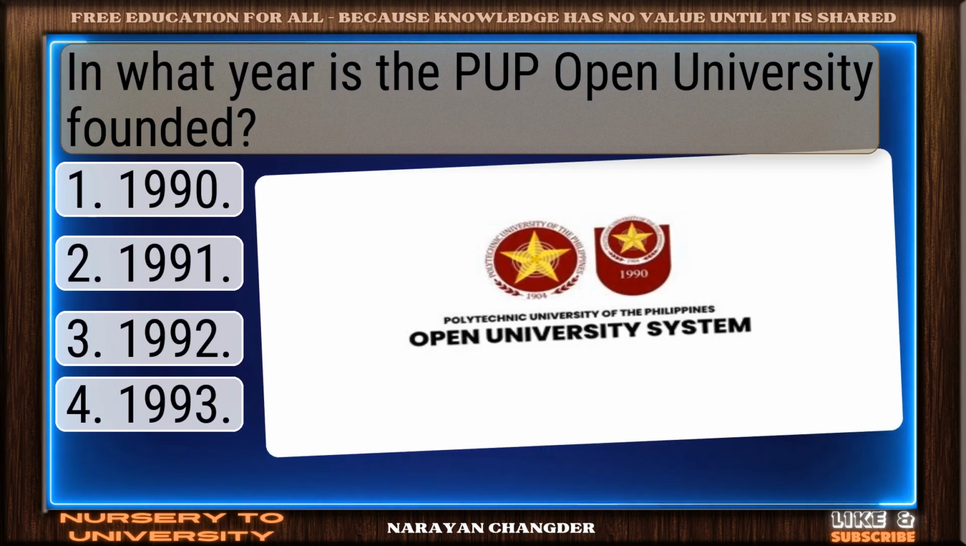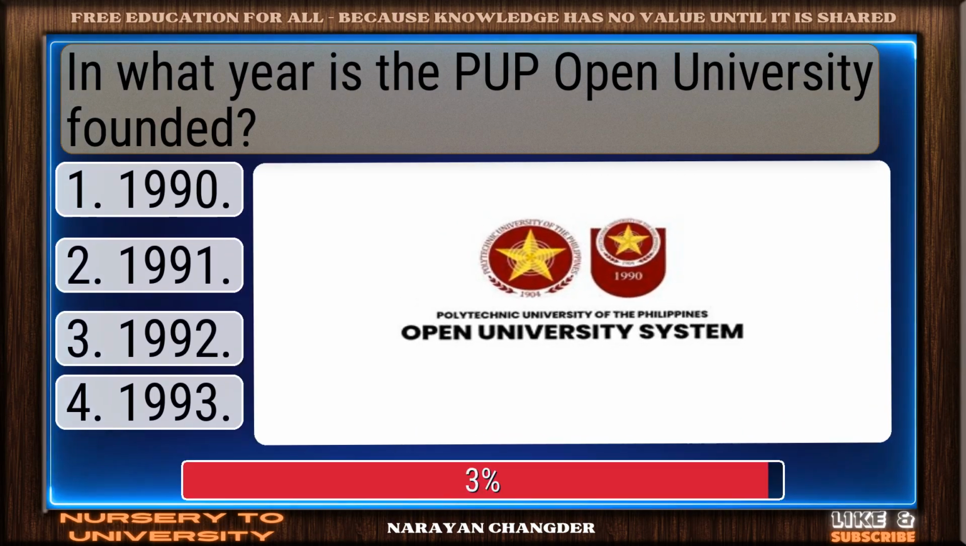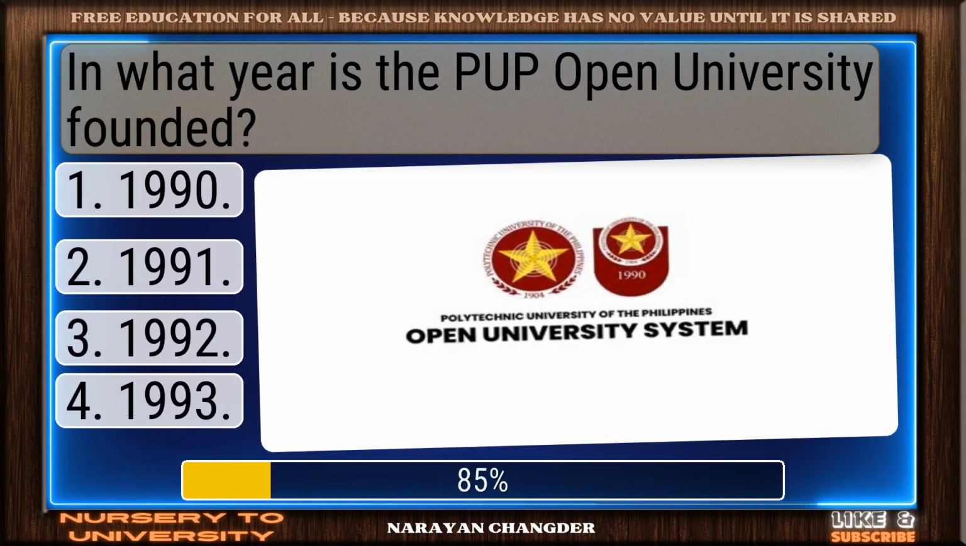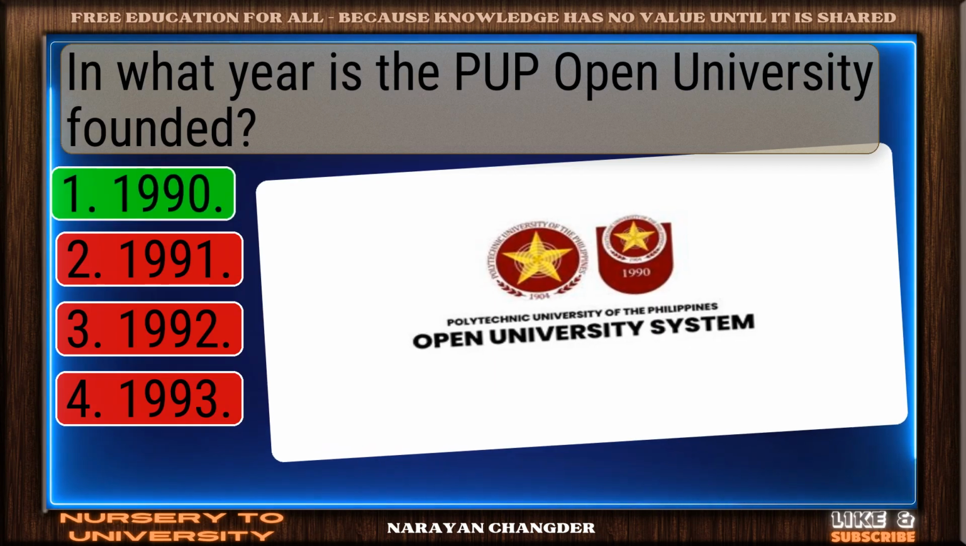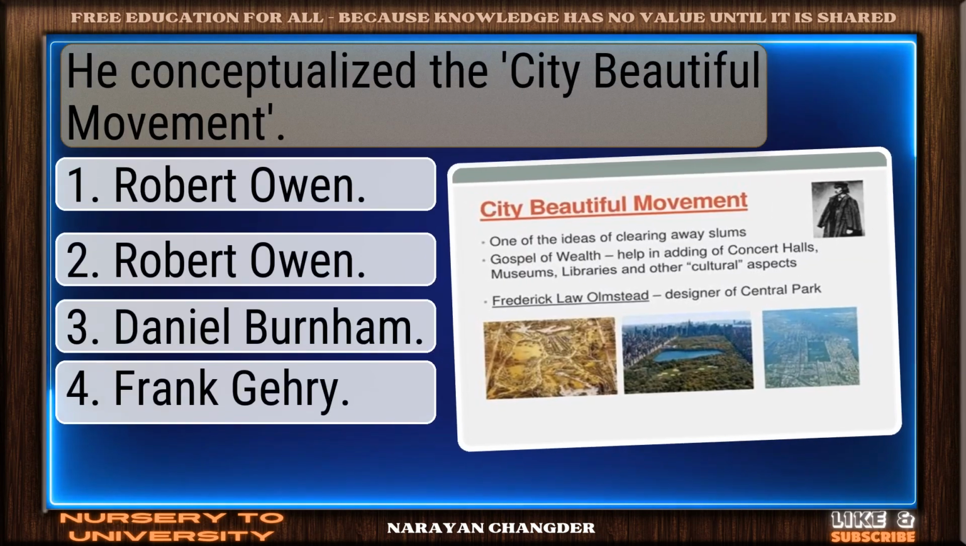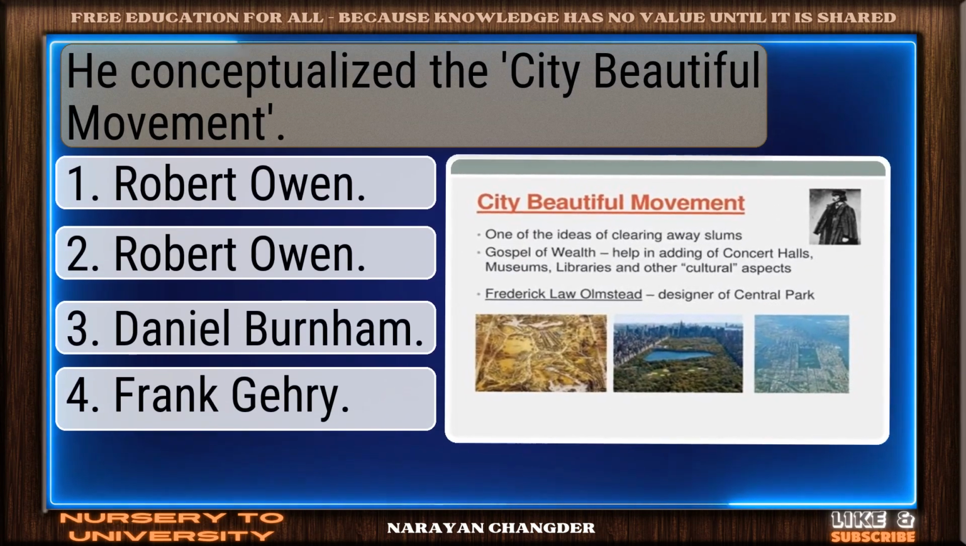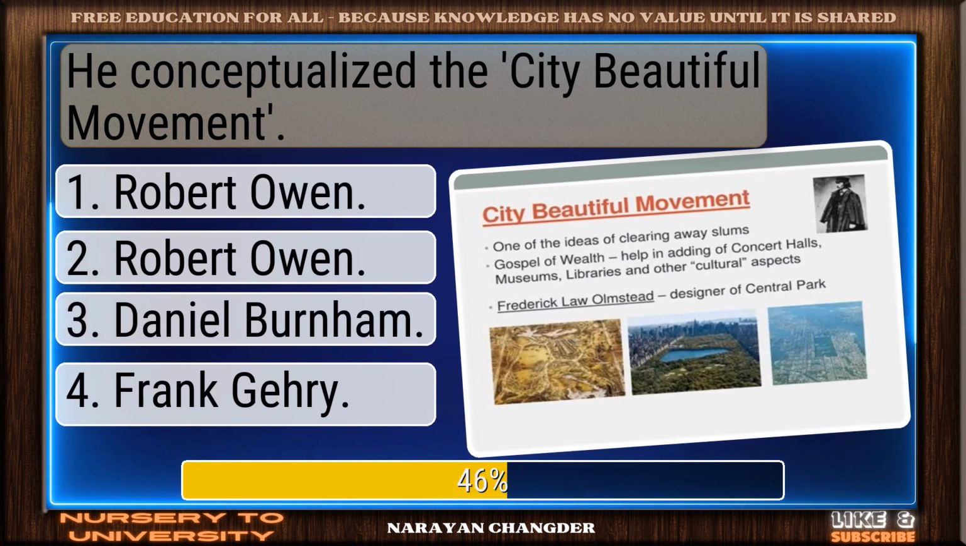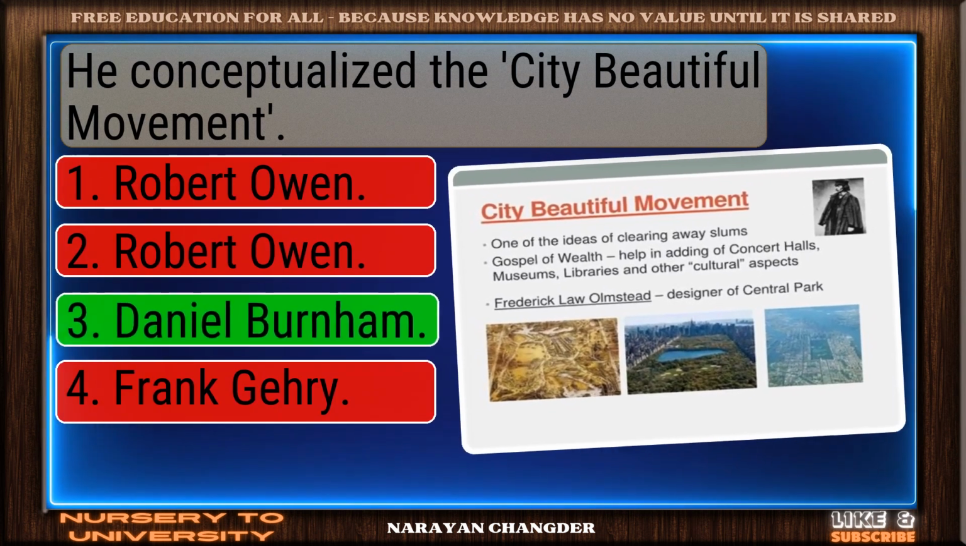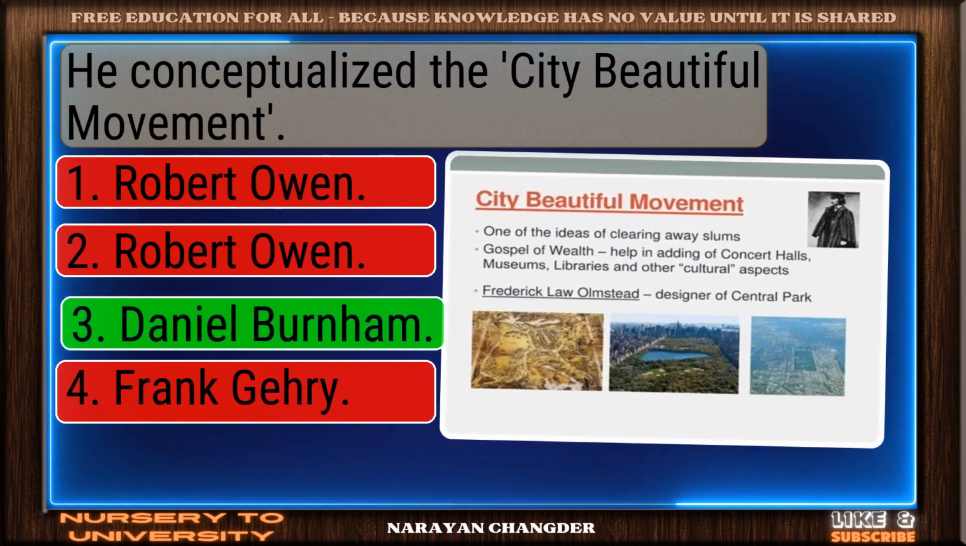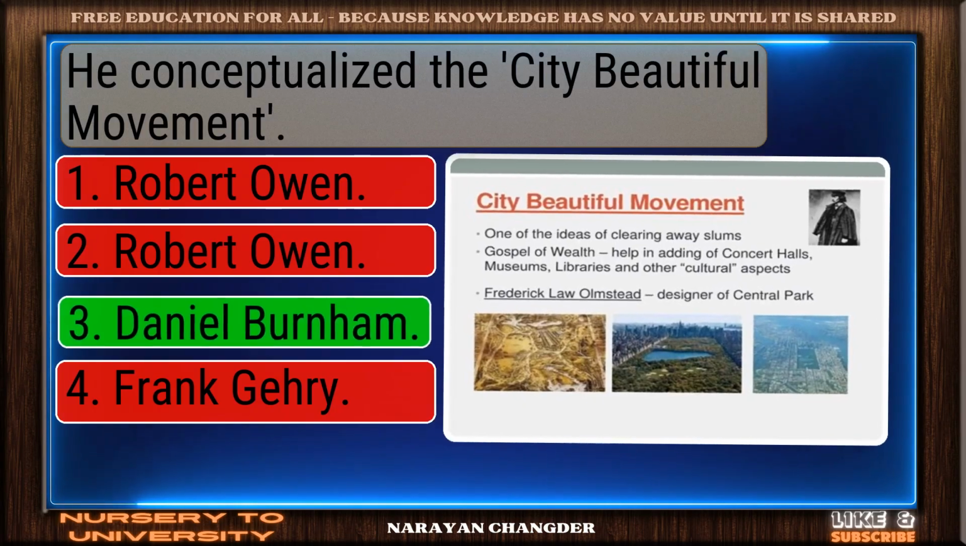In what year is the PUP Open University founded? Perfect. 1990 is the correct choice. He conceptualized the City Beautiful movement. Good thinking. Daniel Burnham is the right answer.